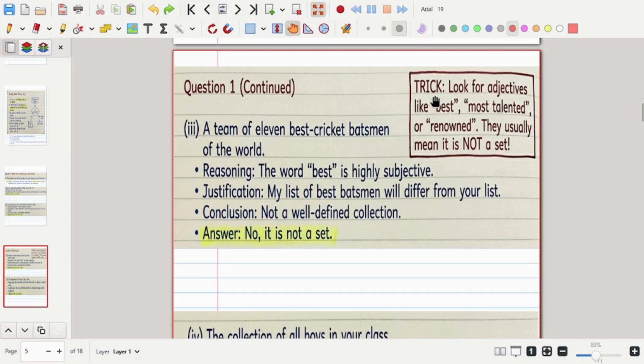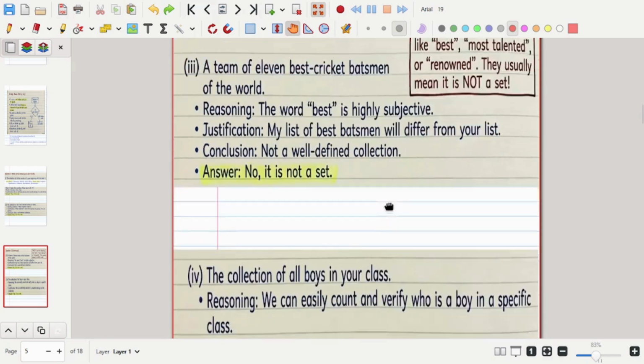The trick is to look for adjectives like best, most talented, or renowned. They usually mean it is not a set because it varies from person to person.